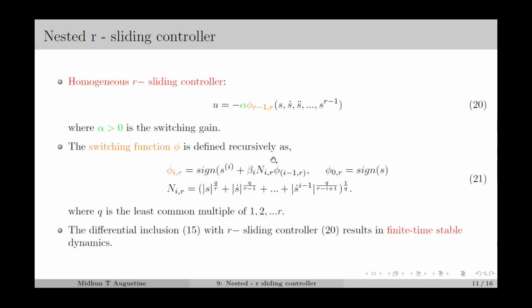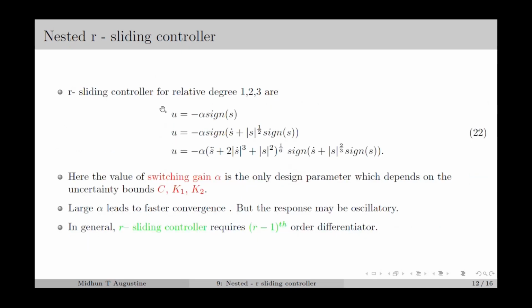Now from this general equation, we can obtain the R sliding controller for relative degree 1, 2 and 3 respectively as in equation number 22. Here we can see that the switching gain alpha is the only design parameter which can be selected based on the uncertainty bounds, which are C, K1 and K2. We can also see that in order to implement the R sliding controller, we require R minus 1th order differentiator for estimating the derivatives of the sliding variable.